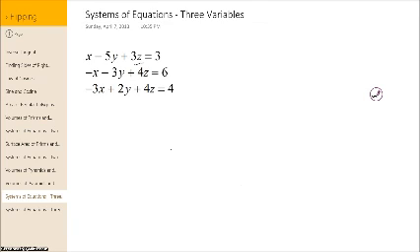We've got two methods of doing this. We can do the elimination method and we can do the substitution method. Now the elimination method we've already worked with, and the substitution method as well. But we've done it with two variables. Let's do it with three.